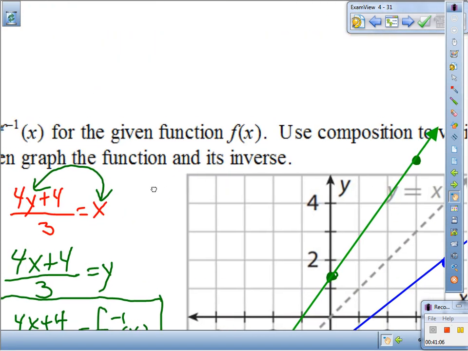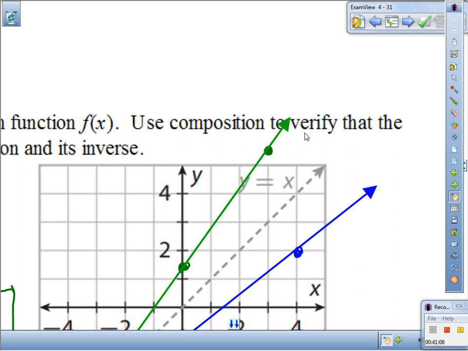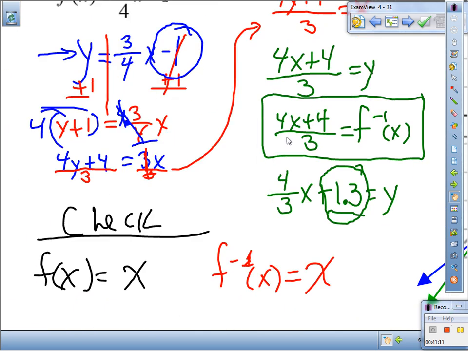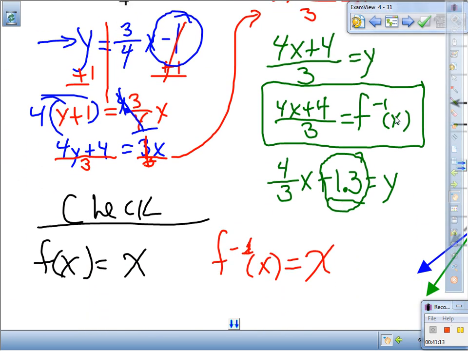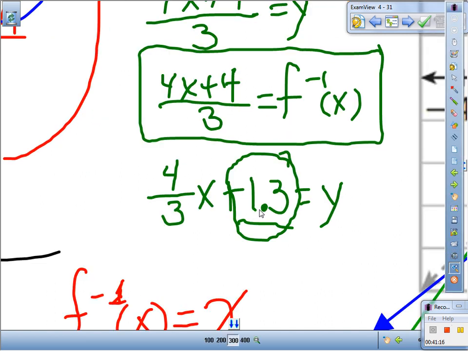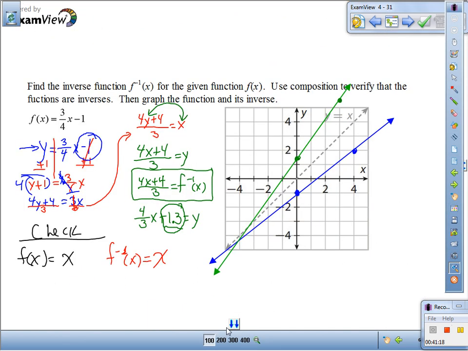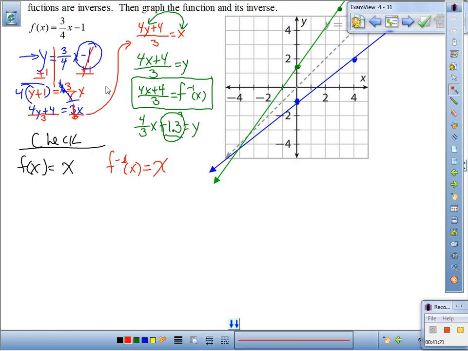It says, use composition to verify. Yes, you need to do that. Okay, let me zoom out, and I'm going to write big so you guys can see it. So, I'm going to start with f of x. This is where it gets a little funner. F of, open a parenthesis. And what do we need to check? We need to check that f of f inverse of x all equals x.